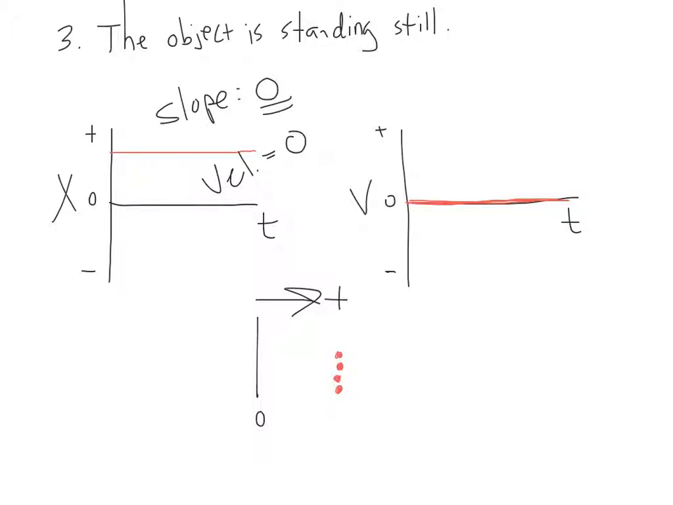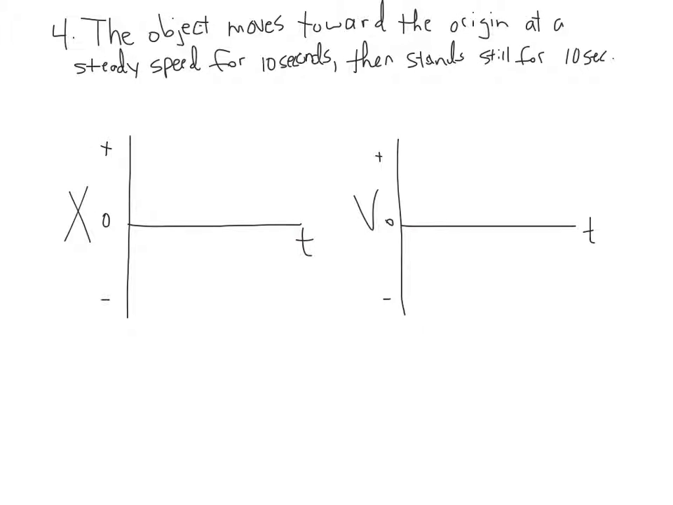Alright, one more slide here. We've got number 4, which says the object moves toward the origin at a steady speed for 10 seconds, then stands still for 10 seconds. Okay, if it moves toward the origin, we have some options here. Toward the origin means it's going toward this line here, toward the 0 position, because remember, by origin we mean 0 position.